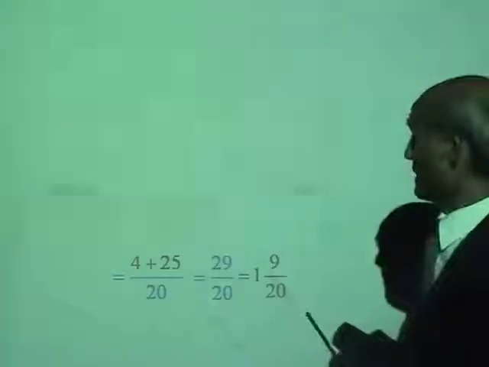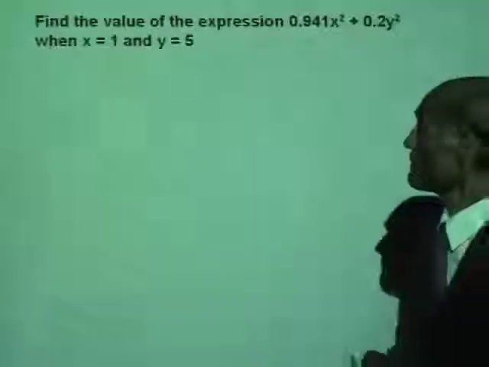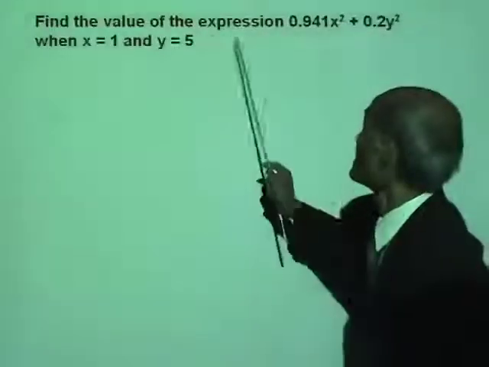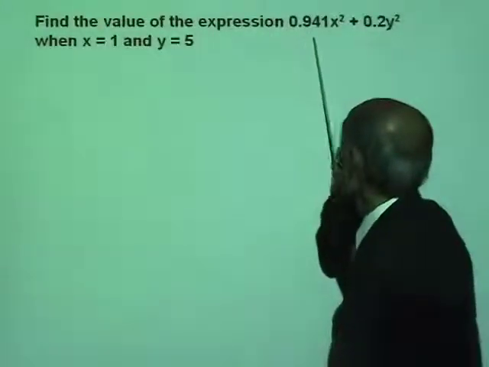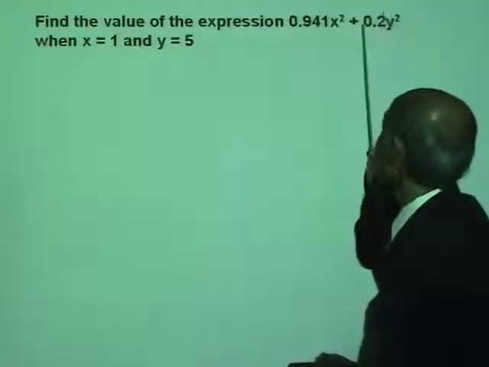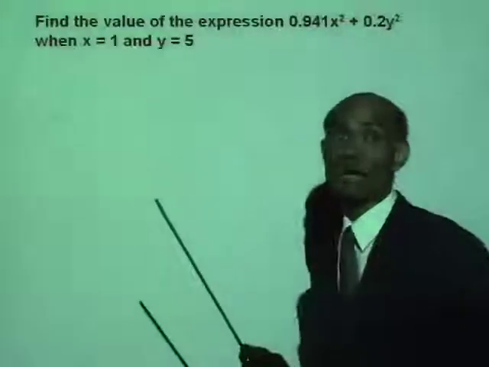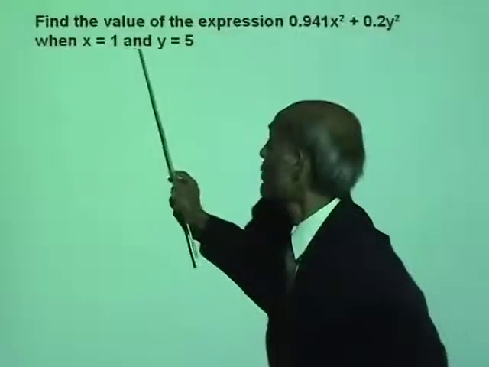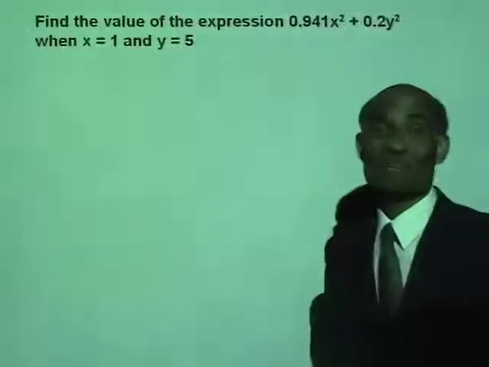Okay, let's do another one. Find the value of the expression 0.941 x squared plus 0.2 y squared when x equals 1 and y equals 5.